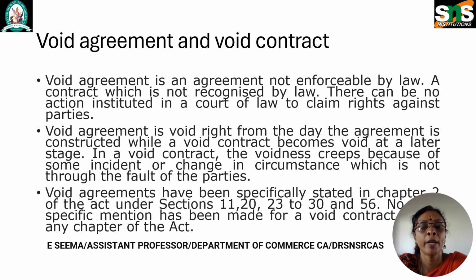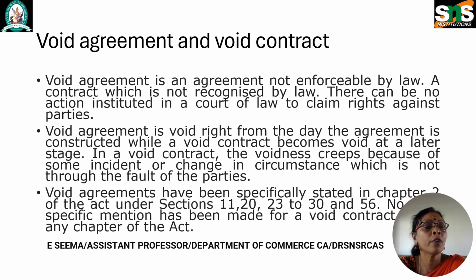A void agreement is void right from the day the agreement is constructed, while a void contract becomes void at a later stage. In a void contract, the voidness creeps in because of some incident or change in circumstances which is not through the fault of the parties. Void agreements have been specifically stated in Chapter 2 of the Act under Sections 11, 20, 23, 30 and 56. No specific mention has been made of a void contract in any chapter of the Act.